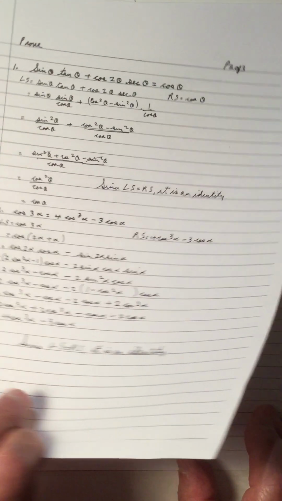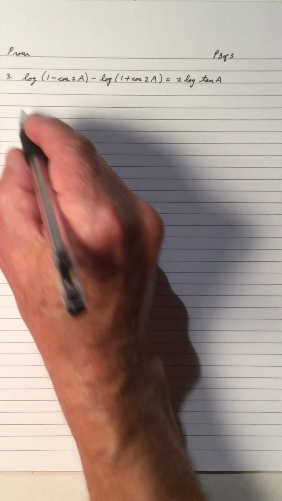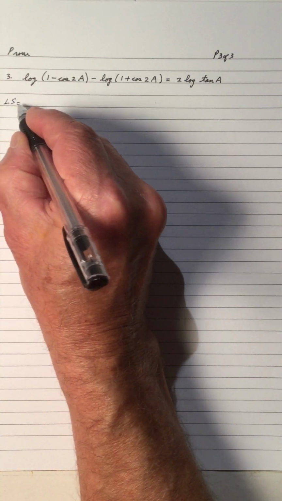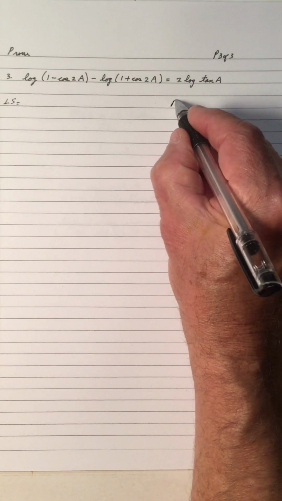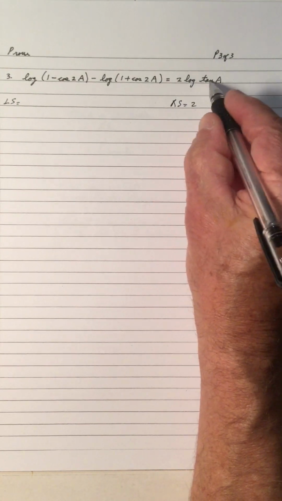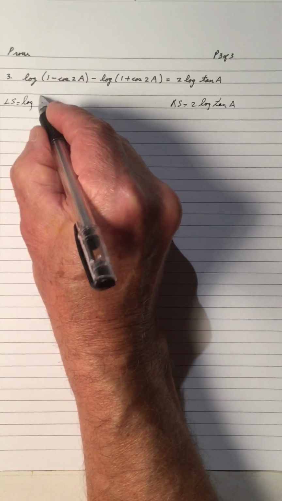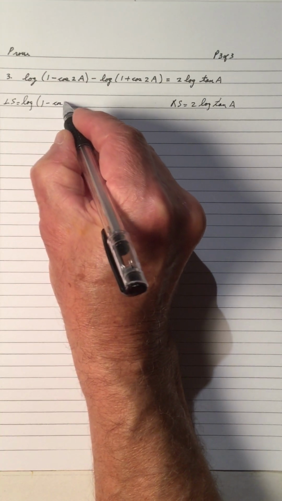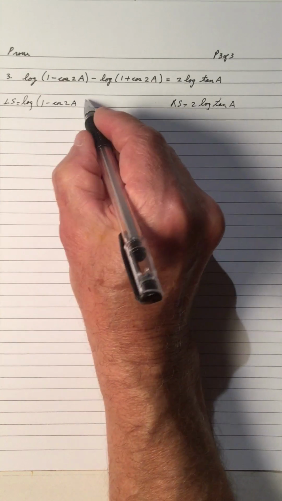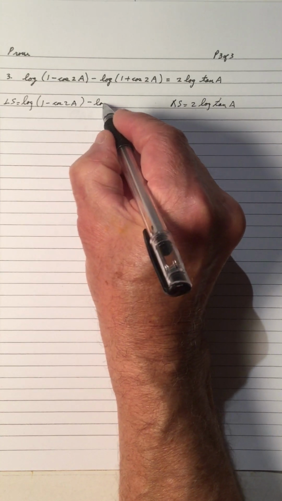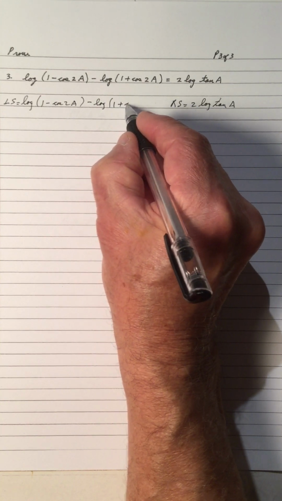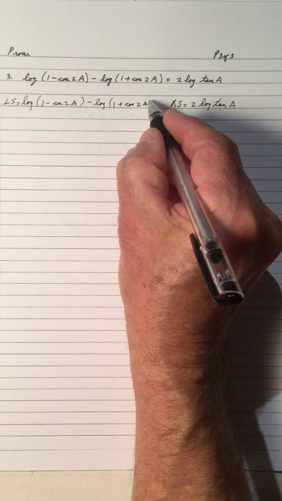And let's try the next page. And we have one more to do. But I decided to make up one in terms of logs to review the log unit. Again, as in all identities, we have a left side and we have a right side. The right side is right here, so it's 2 log tan A. And the left side is the log of 1 minus cos 2a. Subtract log of 1 plus cos 2a.